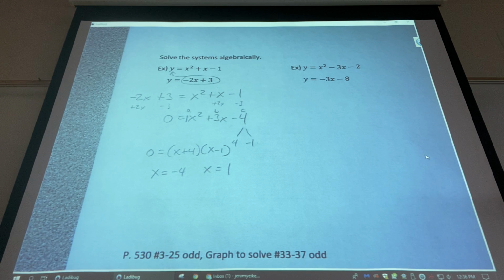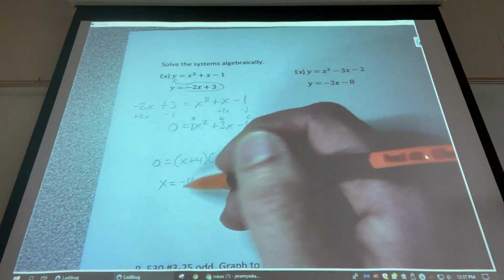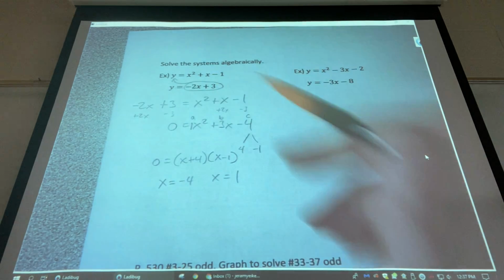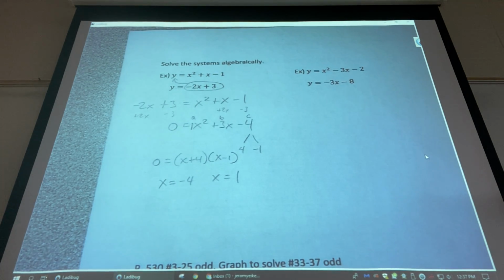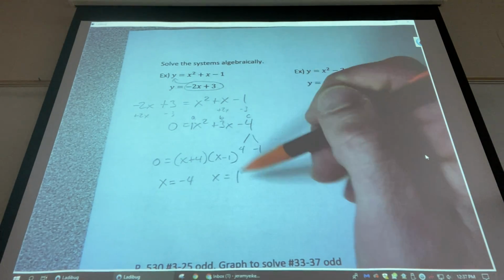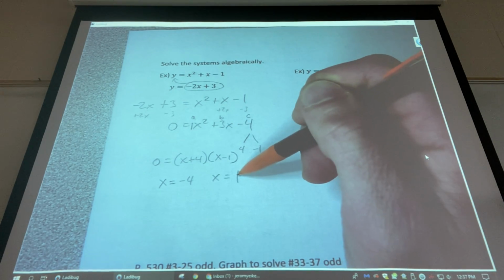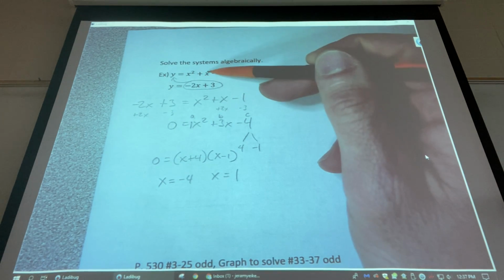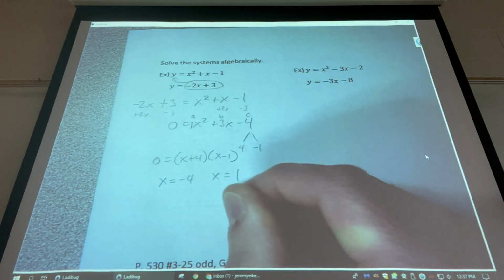Whichever one's easier, because they should give you the same answers either way. So here's what's interesting, ladies and gentlemen. Whenever you get negative 4 and 1 for your x values, you can plug them into either equation to get the corresponding y values. It doesn't matter. They will get you the same thing. So for example, I'll do the 1 because it's easier. If I put 1 into this top equation, that's 1 plus 1, which is 2, minus 1 is 1. So I'm going to get 1, 1.